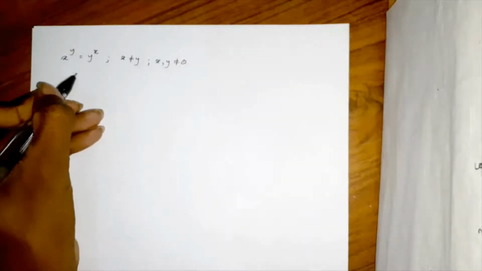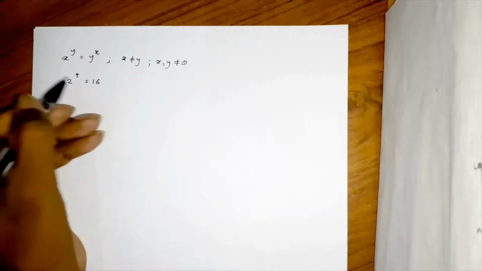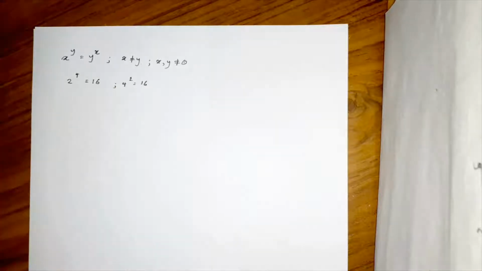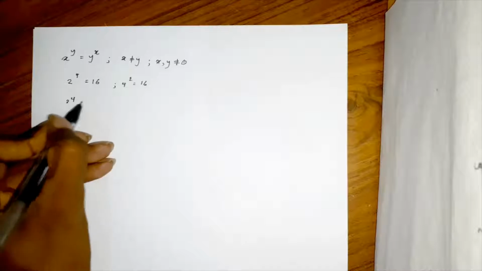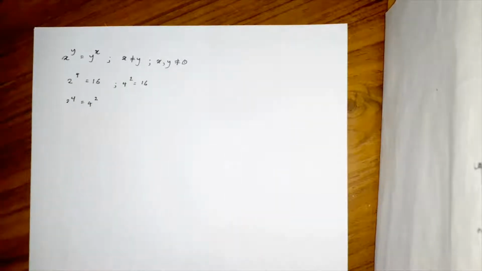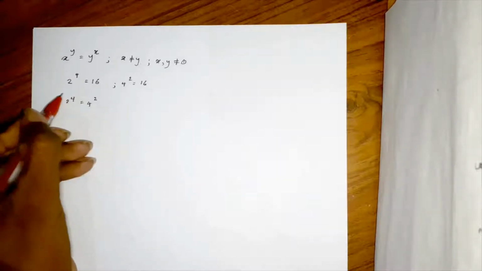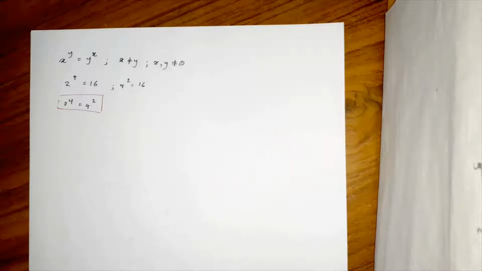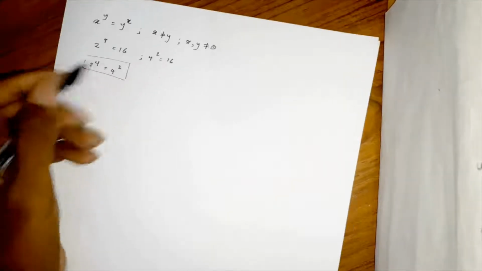Let's say 2 to the power 4 equals 16, and we know that 4 squared is also 16, right? So we can write 2 to the 4 equals 4 to the 2. But this is only one solution, and there are a lot more. We are going to find all the infinitely many solutions for that relation. Now take a look.